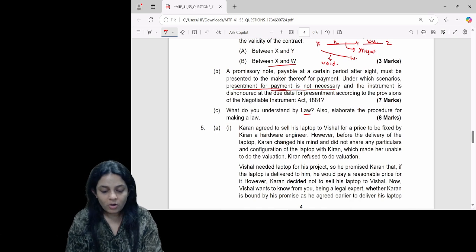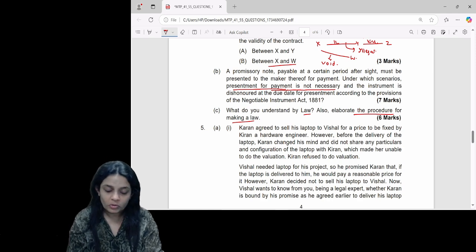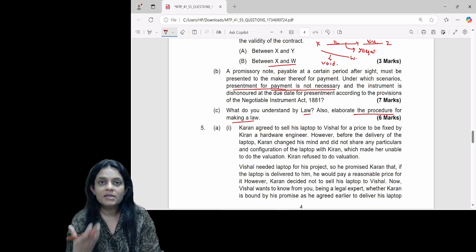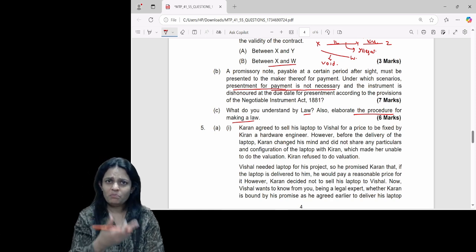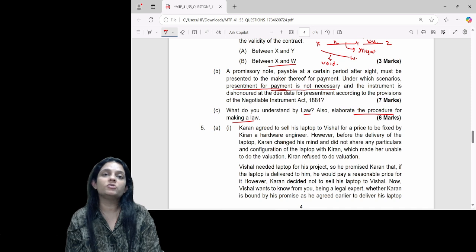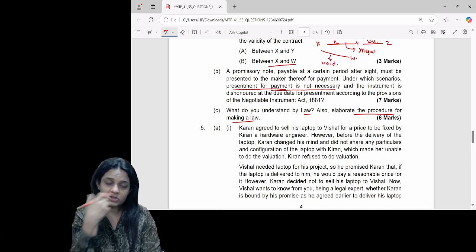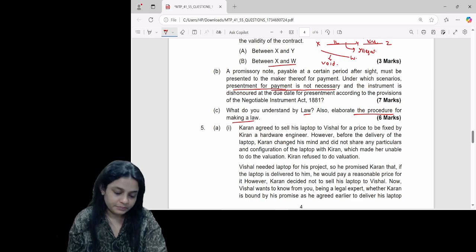What do you understand by law? Elaborate the procedure for making law. Law is a set of rules and obligations which the society has to follow. Procedure of making law: a bill is made which is laid down first in the Lok Sabha and then the Rajya Sabha. First it is passed by the Lok Sabha, then by the Rajya Sabha, then the president signs it, then it is notified in the official gazette. Only after it is notified in the official gazette, it becomes an act.